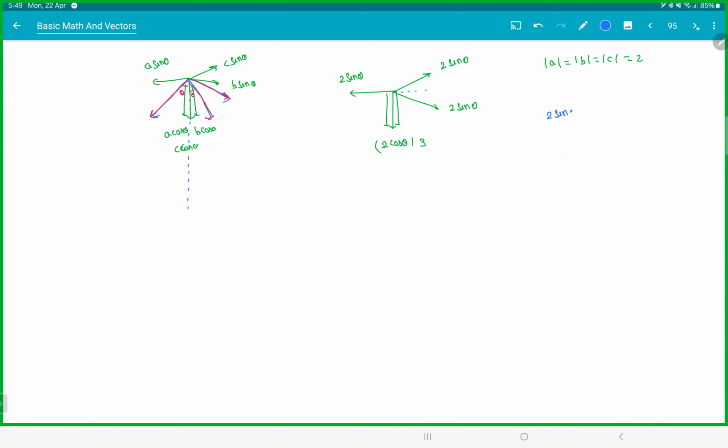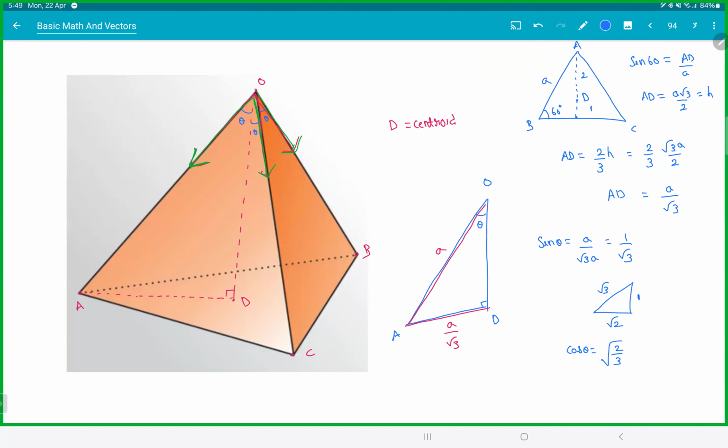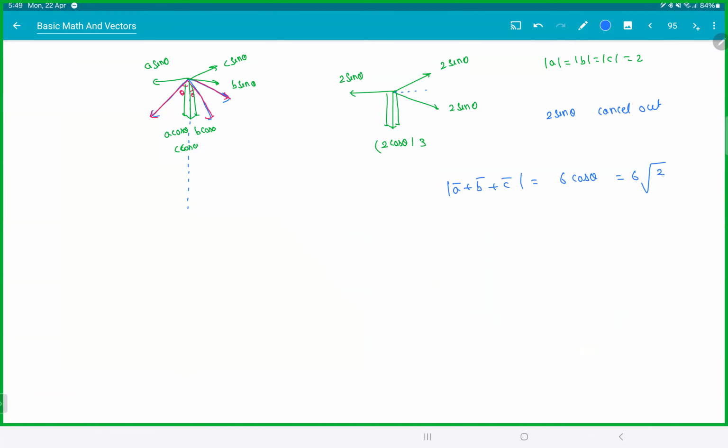Each one is making 120 degrees. Therefore, the resultant magnitude of A plus B plus C is 6 cos theta. But what is cos theta? Root over 2 by 3. 6 into root over 2 by 3. You can send that 6 inside: root over 2 by 3 into 36. 3s are 12s are 24. 2 root 6. That's your answer. Please have a look at this.